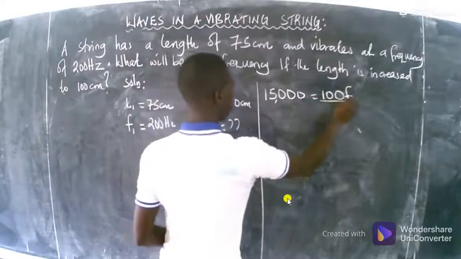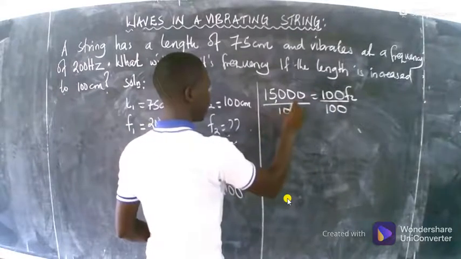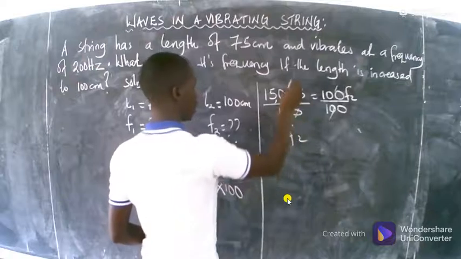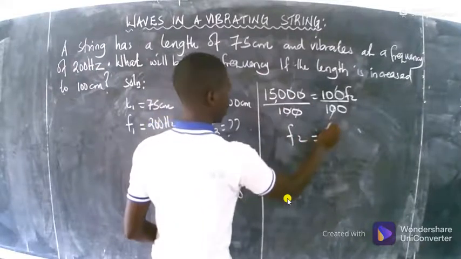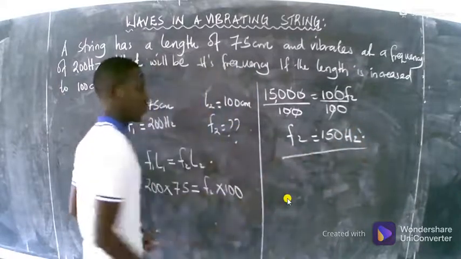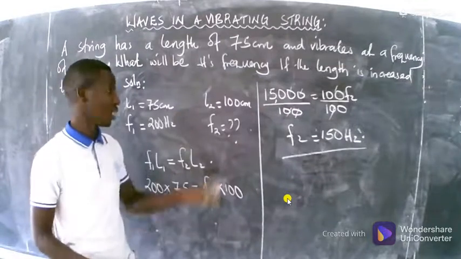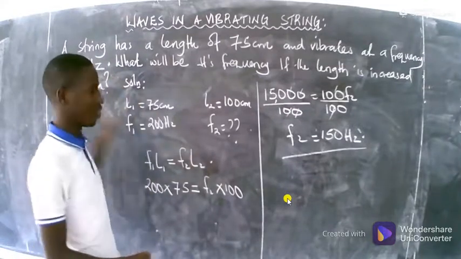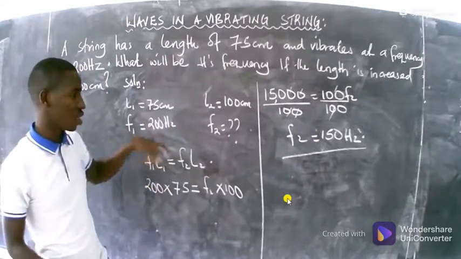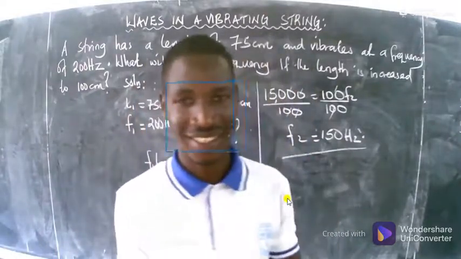So you divide all through by 100. So our F2 is going to be 150 Hertz. So this is the frequency of this vibrating string when its length has been increased to 100 centimeters. The frequency will reduce from 200 to 150 Hertz.